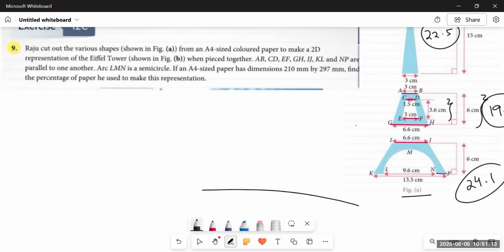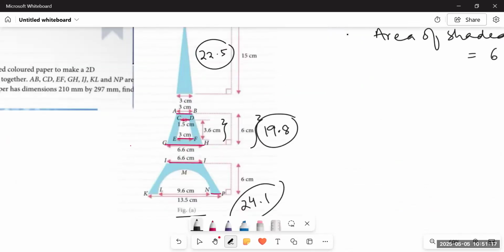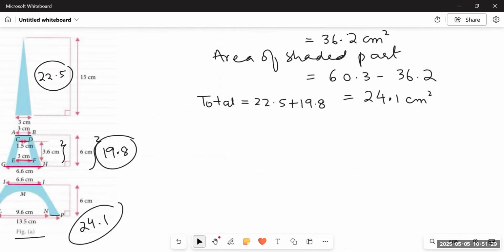So for this, first we have to find out the total area. What is the total area? The sum of all three areas, 22.5 plus 19.8 plus 24.1. So we will add these three. 22.5 plus 19.8 equals 42.3, plus 24.1 is 66.4.